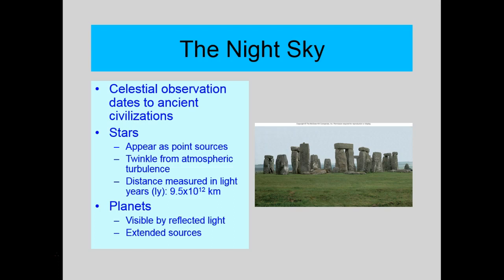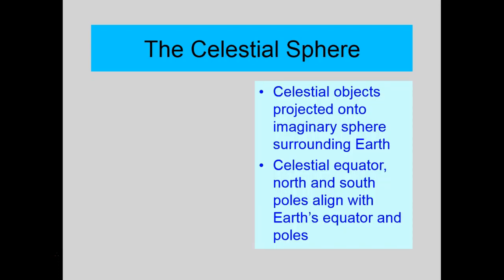Stonehenge is in England, one of the ancient wonders of the world. There are other structures like this in other places, but this is probably the best. So, how did these ancient people consider the heavens, the stars? Well, the concept was a celestial sphere.